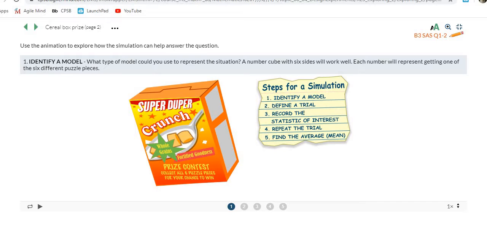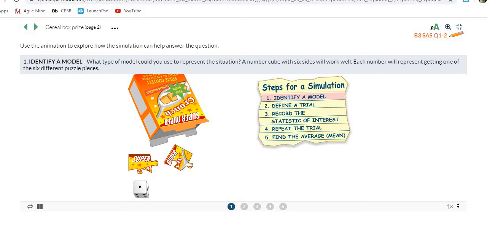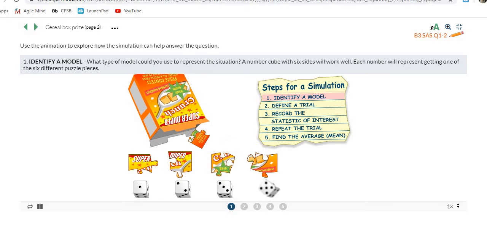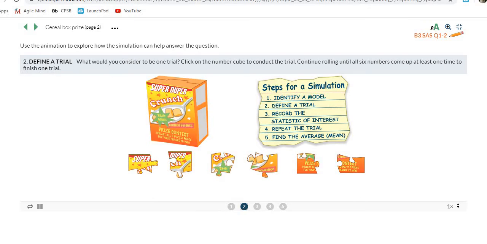So there's 6 puzzle pieces. What mathematical tool could we use to represent 6 different puzzle pieces? Dice. Okay, so we're going to represent the different puzzle pieces with each side of the die. So we identified the model that we're going to use. Next, we're going to define the trial.